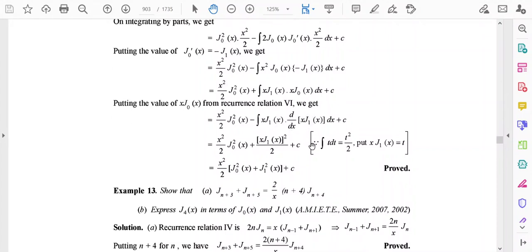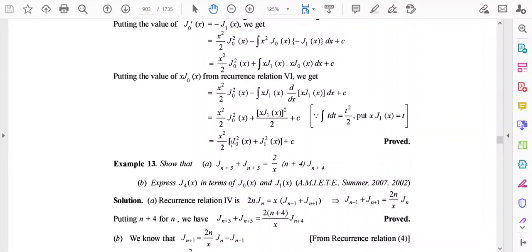So we are writing in this way. Assume that x J1 is equal to t. Then d/dx of x J1 into dx, the dx will cancel, so this becomes dt. So ultimately this becomes the integral of t dt, which is t square by 2. t means x J1, so x J1 whole square by 2 plus c. After a little rearranging, this becomes x square by 2, and in the bracket J0 square plus J1 square, plus c. So in this way it has been proved.